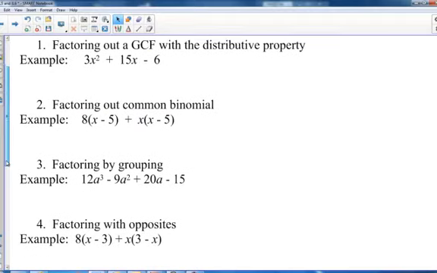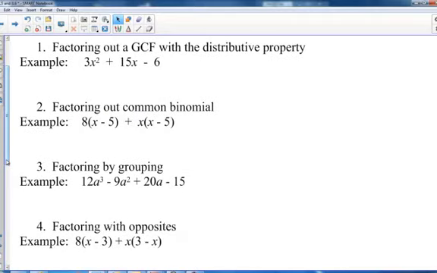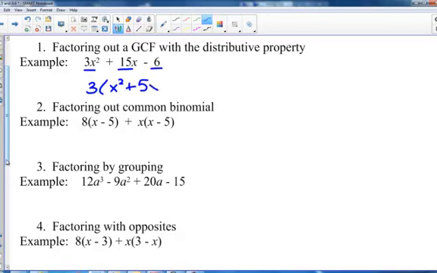So we have multiple different ways that we've factored. The first way we've factored is just looking at something and saying, well, every single one of these has a 3 in common, so I can take a 3 out, and I have x squared plus 5x minus 2. This is not factorable anymore because there are not two numbers that multiply to give you 2 and add to give you 8. So I know that we are done.